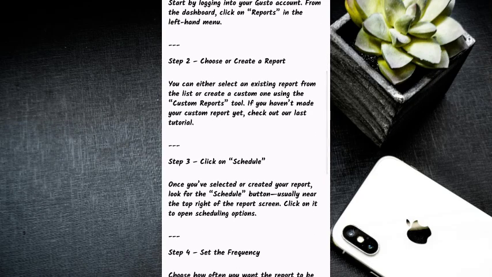Step 3, click on schedule. Now, once you've selected or created your report, look for the schedule button, usually near the top right of the report screen. Click on that to open the scheduling option.